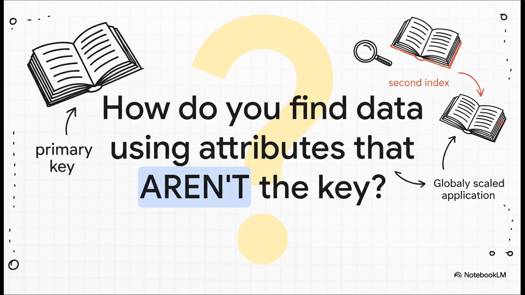But that leads to a really critical question, doesn't it? The main index of our book is organized by one thing, that primary key. But what if you need to look up info in a different way? What if you need another index, maybe one organized by a different attribute altogether?